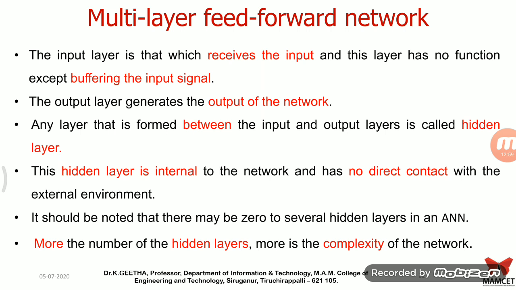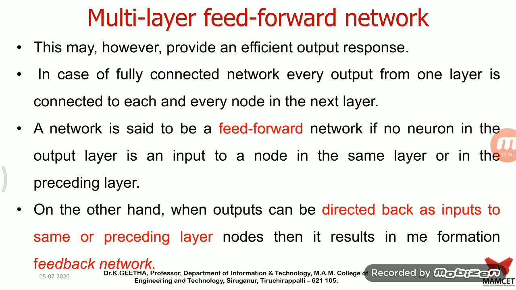This hidden layer is internal to the network and has no direct contact with the external environment. It should be noted that there may be 0 to several hidden layers in an artificial neural network. The more hidden layers, the more complexity in the network. This may, however, provide an efficient output response.